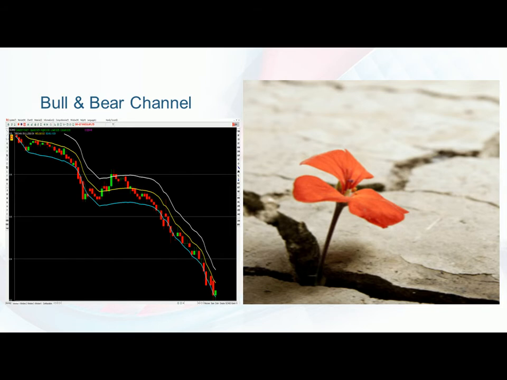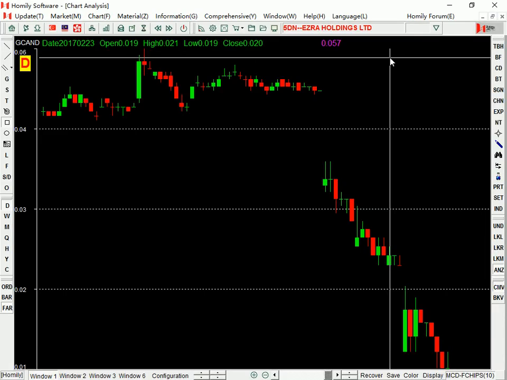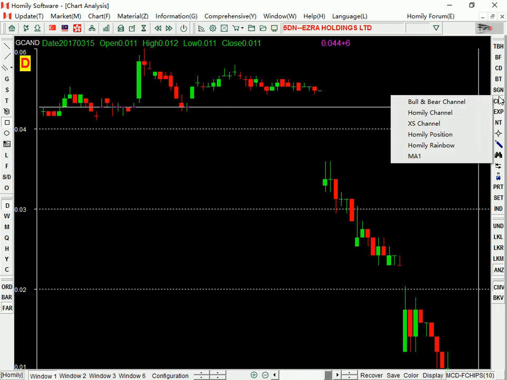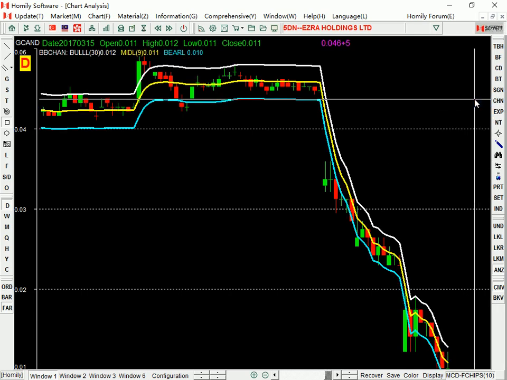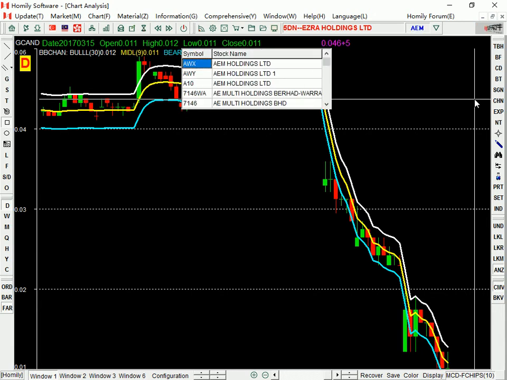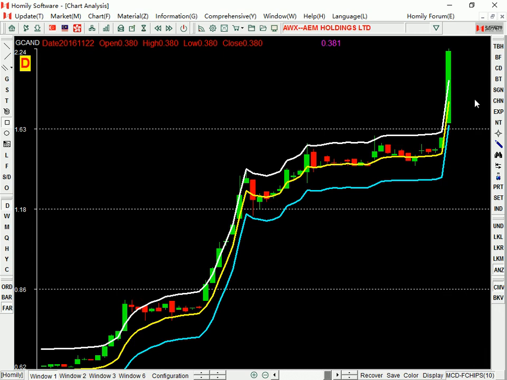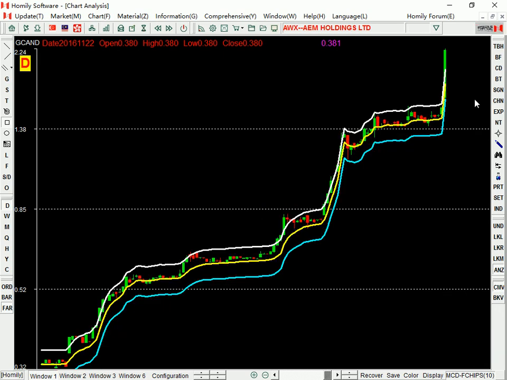So let's see this one. We can click CHN, bull and bear channel. So firstly, you should know uptrend or downtrend. Downtrend. Okay. So let's see this one, uptrend or downtrend? Uptrend, because we can see the lines continue to go up. So this is the uptrend.